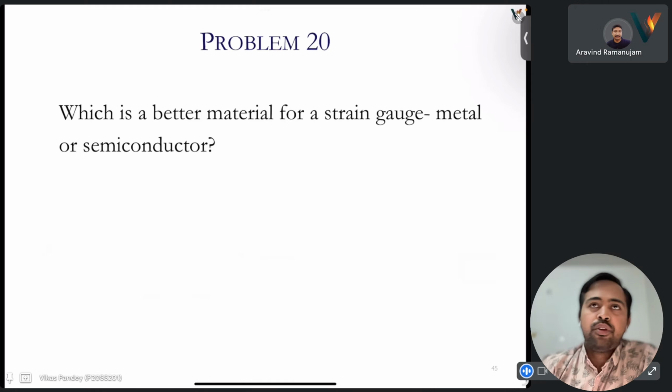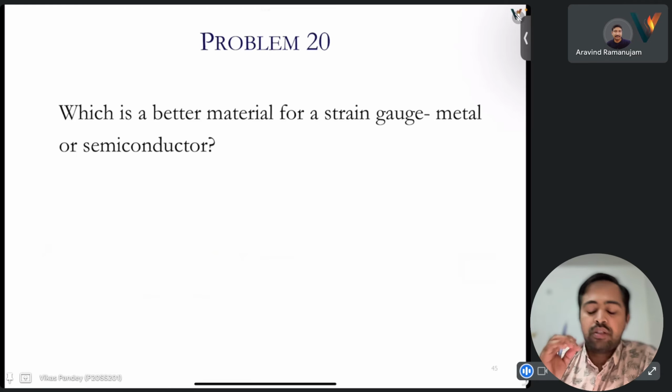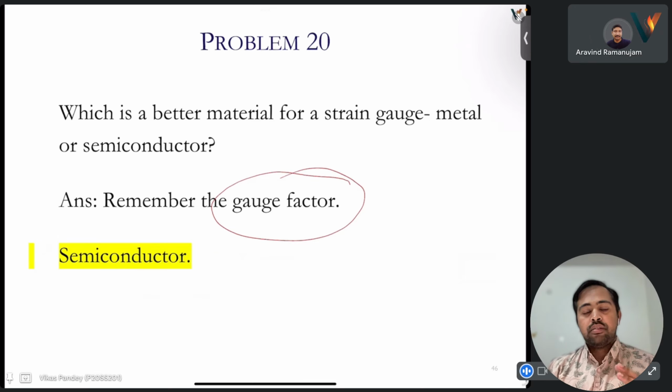Here we are not talking about piezoelectric or piezoresistive material. We are talking about strain only. So remember the gauge factor. When we apply stress upon strain, delta R upon R. In the case of metal, it is less, whereas in the case of semiconductor, the gauge factor is higher. That is why a semiconductor will be a better material for the strain gauge compared to a metal.